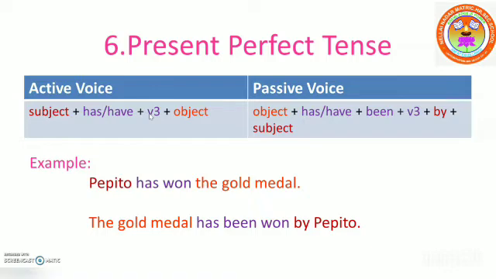Next, present perfect tense. Active voice structure: subject plus has or have plus V3 plus object. Passive voice structure: object plus has or have plus been plus V3 plus by plus subject. Example, Pepito has won the gold medal. Here Pepito is third person singular, so we use has.